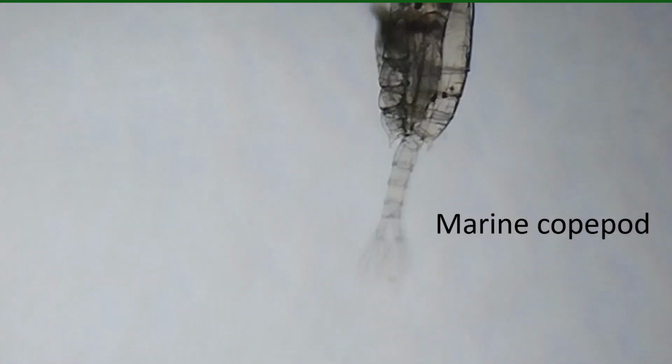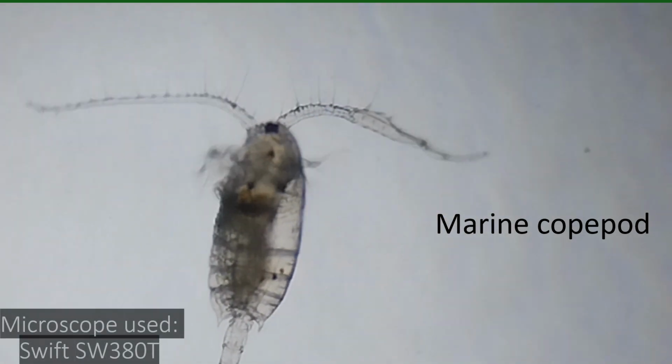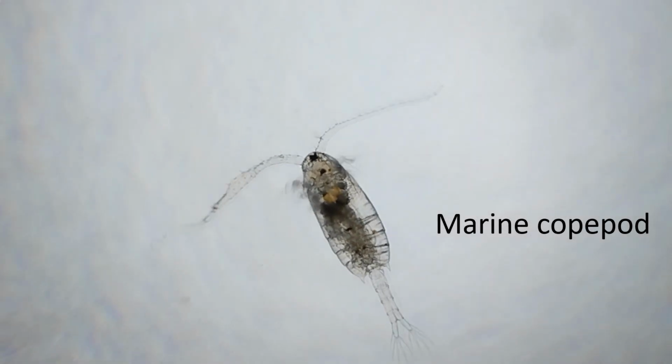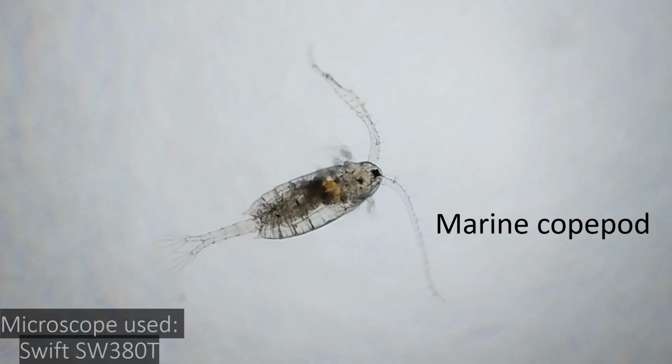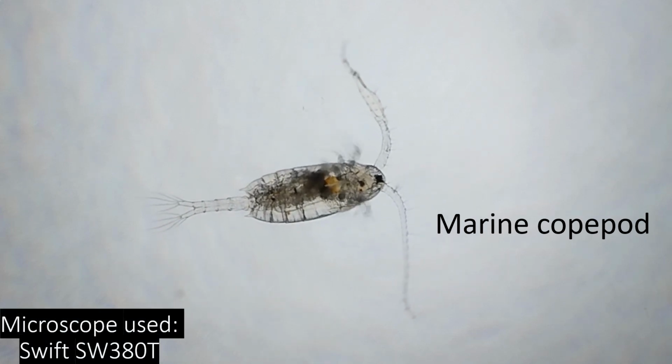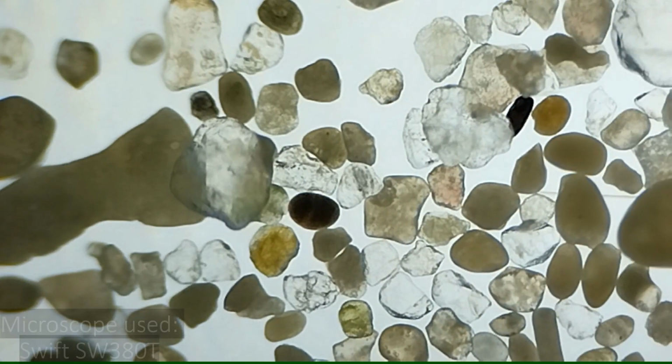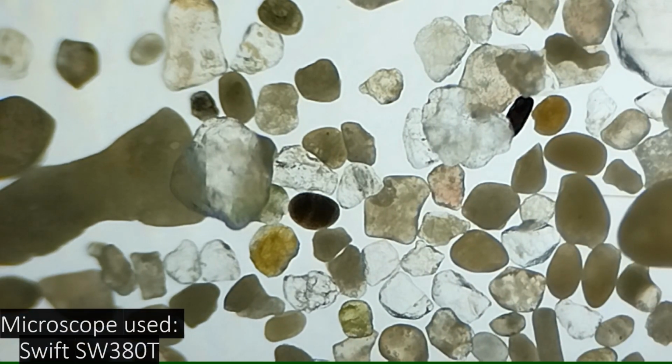Next, we have this marine copepod. Like isopods, copepods inhabit a wide variety of freshwater and marine habitats. Here is what the beach sand itself looks like under the microscope.